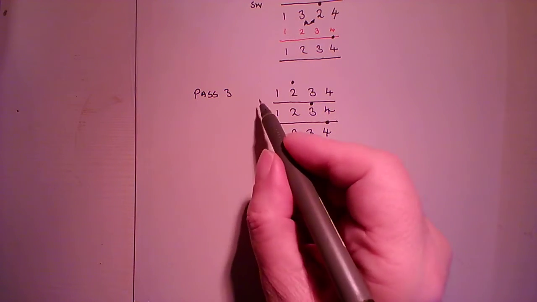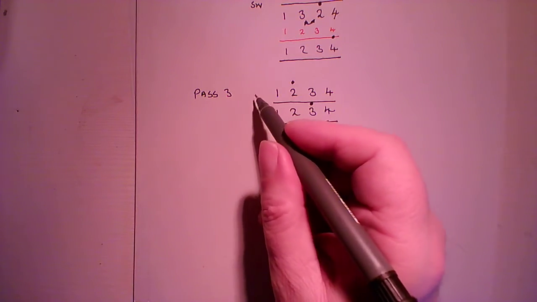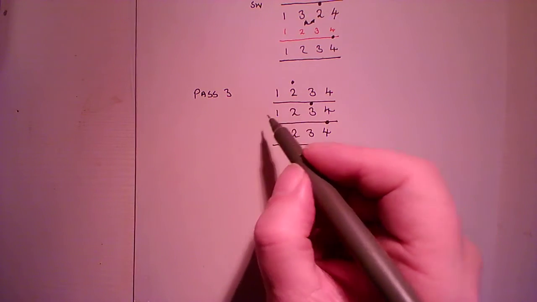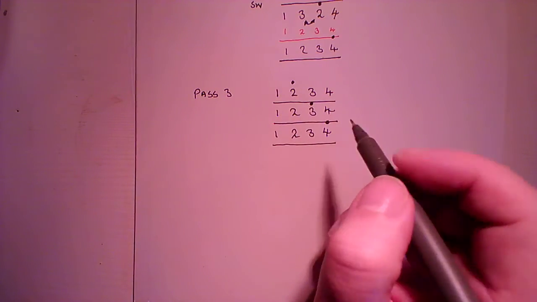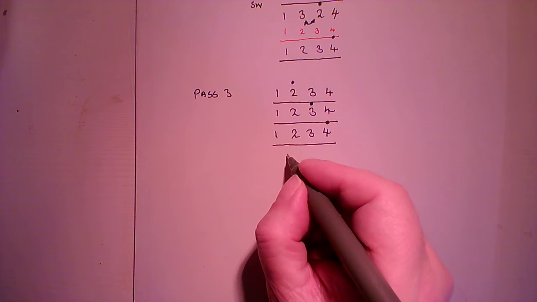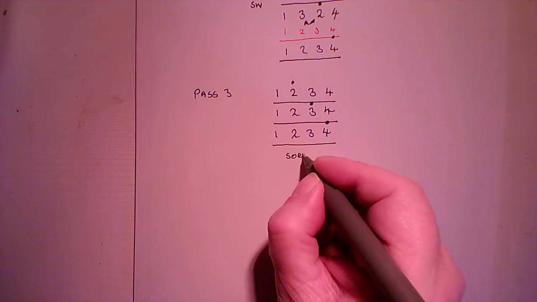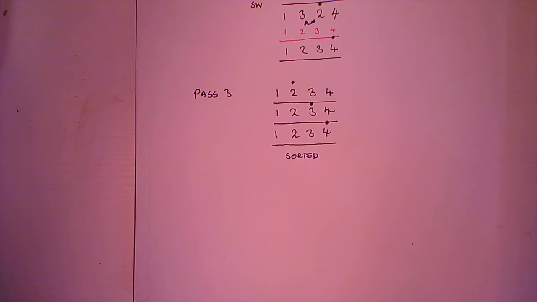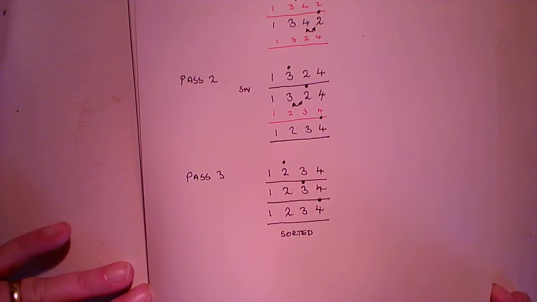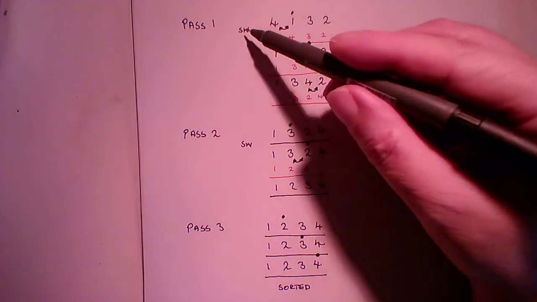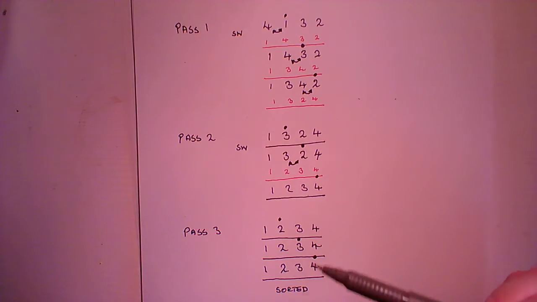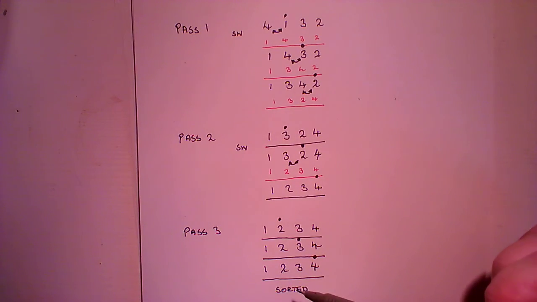I didn't write down SW for swap, so in other words, I made no swaps on this particular pass, and if I make no swaps on the pass, then the list is sorted, and that is really, really important to understand. So I don't know whether you can see all the items in there. Let's just bring it down. Pass 1, I made a swap. Pass 2, I made a swap. Pass 3, there was no swap, and the list ended up sorted. That is the bubble sort.